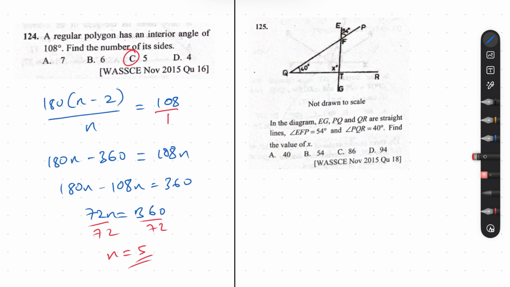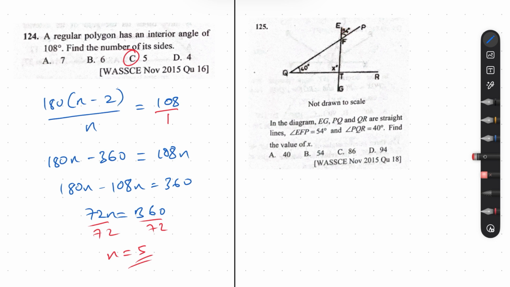The question wants us to find the value of x. So this is what you are trying to find. Okay, in order to get this angle, we need to know these two angles and then these two angles, because their sum gives us what? 180. This angle and this angle gives us what? 180. But we know this angle right here is 54.